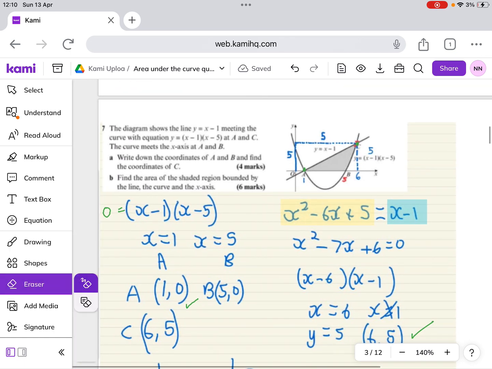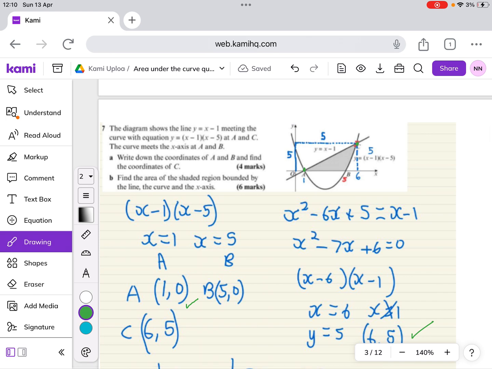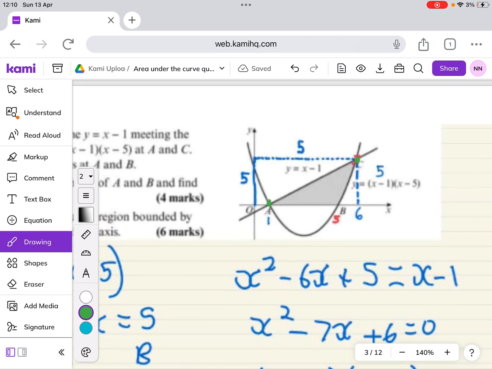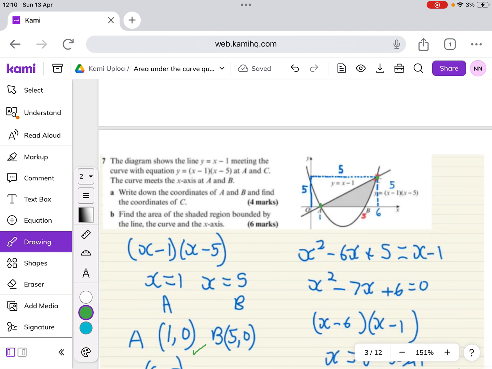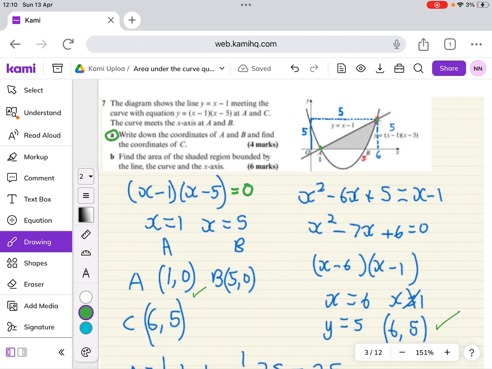Okay, this is a slightly different one. A pretty weird shape is what we're looking for. But we have the equation of a curve and a straight line, and they cross at A and C. And the first part of this question says find A and B. So to find A and B, we just need to find the roots. So we need to find where this equals 0. It's already factorised, which is great. So coordinate A is x is 1, and y is 0, and B is x is 5, and y is 0. So those are the two roots.